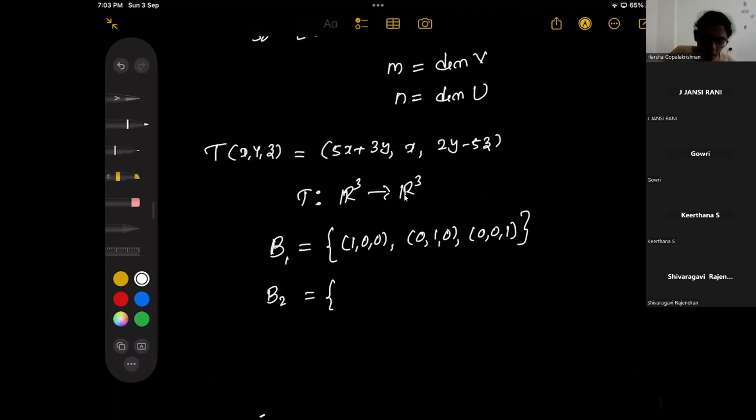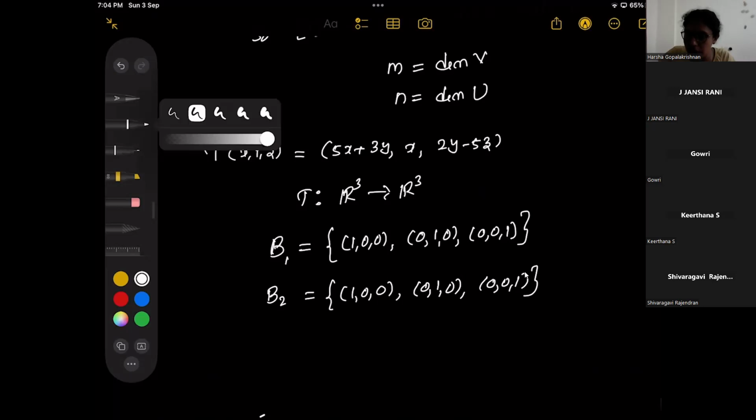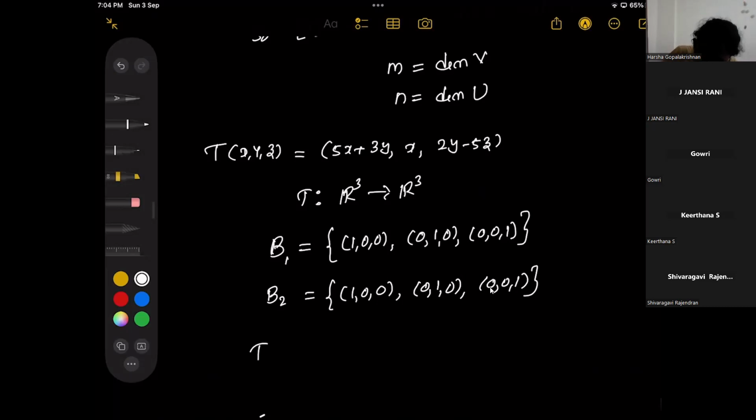Now what we want to do is apply the T map to each of these elements. First we will apply it to 1 0 0. Whatever we get, we will write as the linear combination of these elements. So let me write that. T of 1 0 0. What is T of 1 0 0? T is this map.